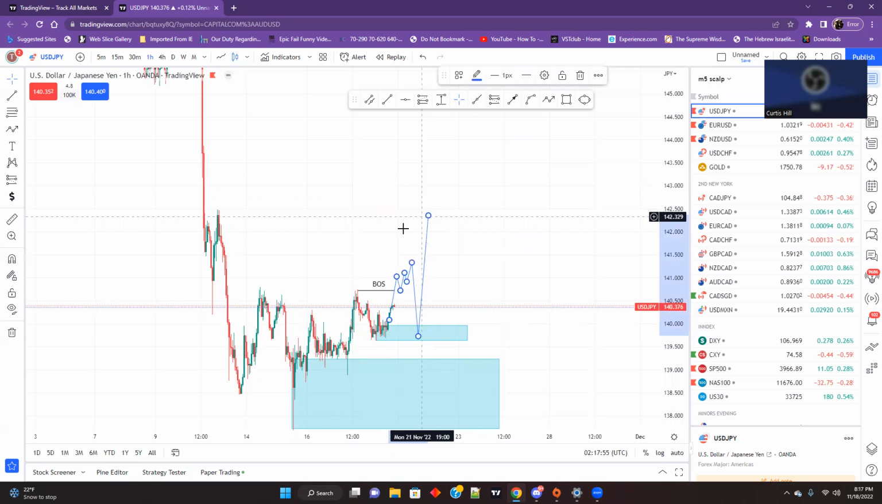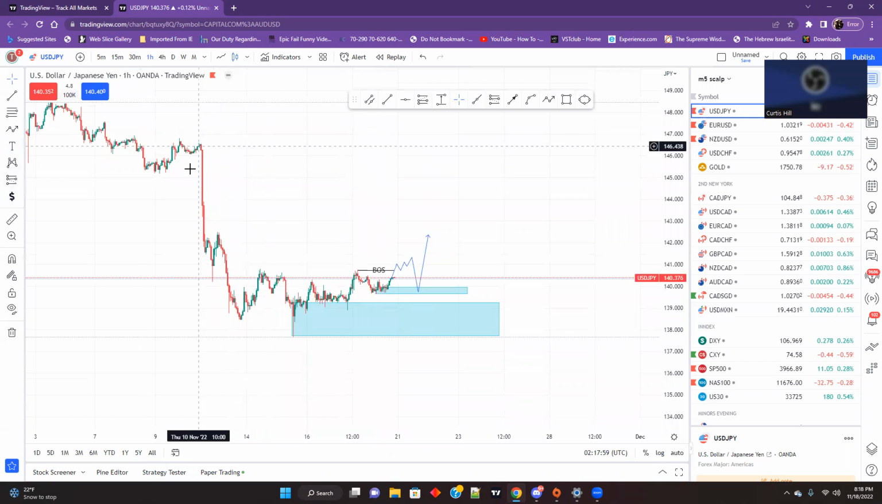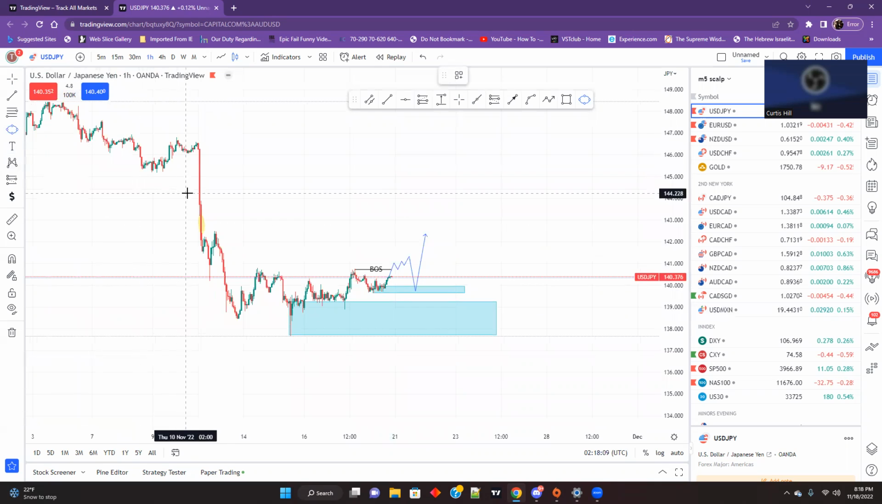So I'm looking, let me see. Because there's an imbalance right here, with gaps that need to be filled. There's the gap right there. And then this is a whole gap right here. And then there's the actual imbalance from here to here.